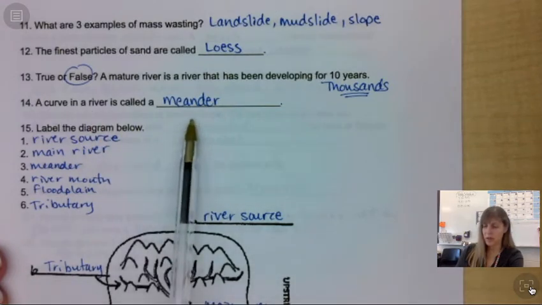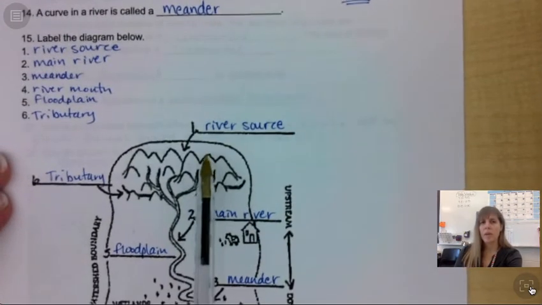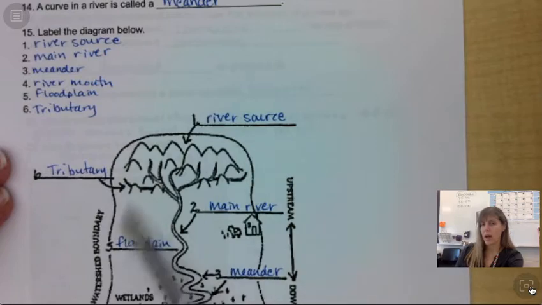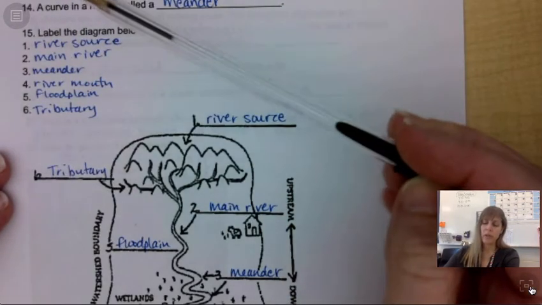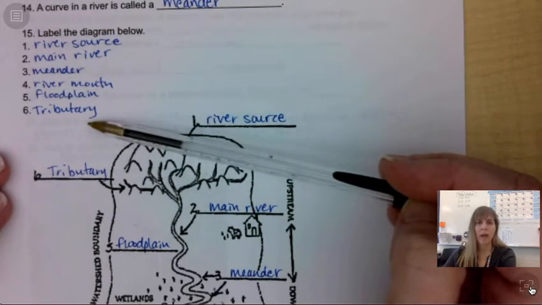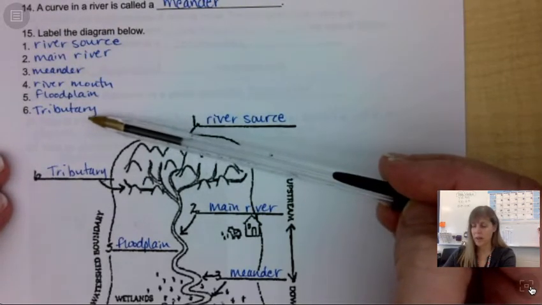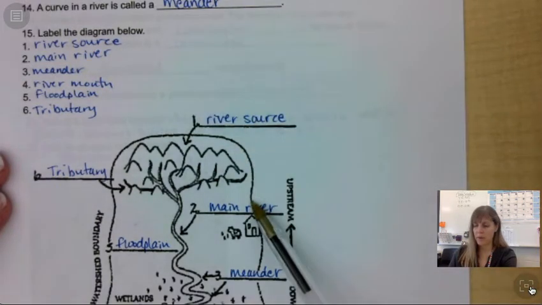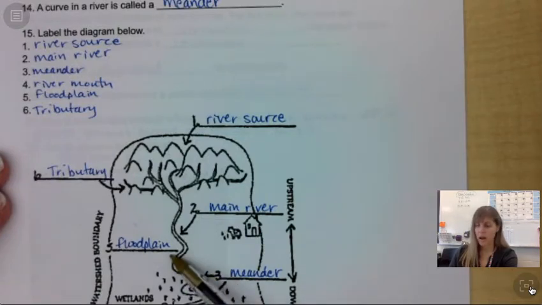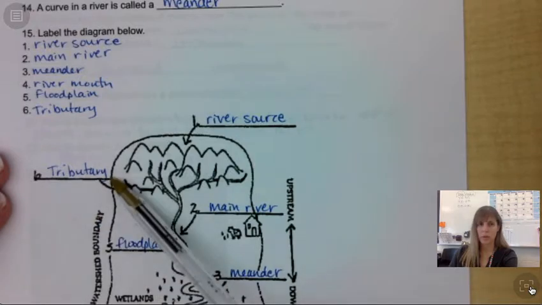14, a curve in a river is called a meander. You may or may not have actually labeled the actual diagram depending on how you put the study guide together, but if you just listed or matched the terms on the diagram, number 1 was river source, number 2 was the main river, number 3 was meander, number 4 was the river mouth, number 5 was the floodplain, number 6 was a tributary.